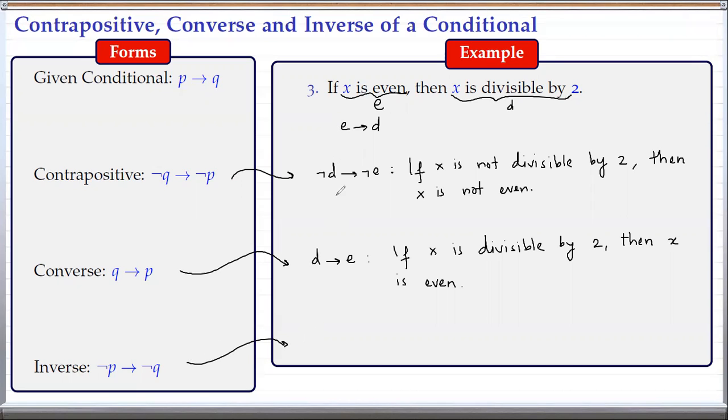And finally, let's look at the inverse. For inverse, we just need to negate both the hypothesis and conclusion, but in the same direction. So this will look like not E implies not D. And this we can write as: if X is not even, then X is not divisible by 2.